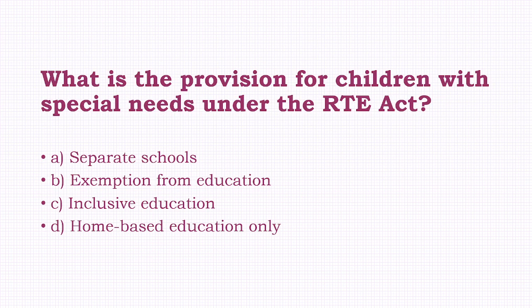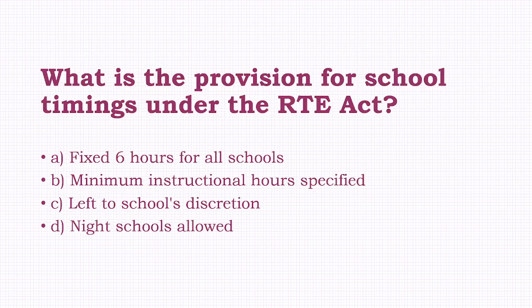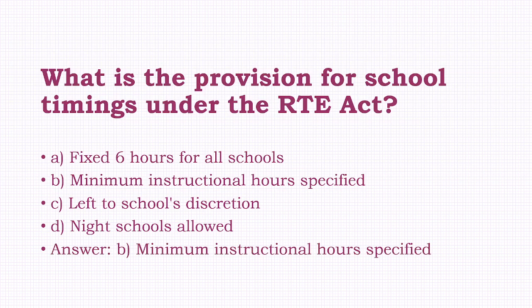What is the provision for children with special needs under the RTE Act? Option: separate schools, exemption from education, inclusive education, home-based education only. Answer of this question is option C, that is inclusive education. What is the provision for school timing under the RTE Act? Option: fixed 6 hours for all schools, minimum instructional hours specified, left to school's discretion, night school allowed. Answer of this question is option B, that is minimum instructional hours specified.